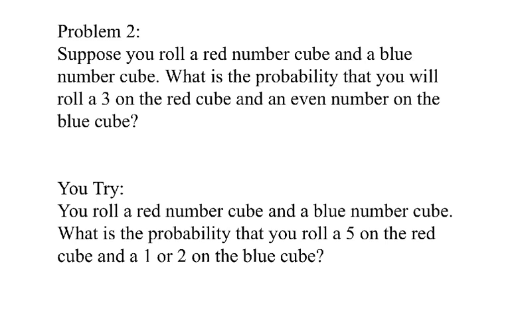So let's look at problem 2. Suppose you roll a red number cube and a blue number cube. What is the probability that you will roll a 3 on the red cube and an even on the blue cube? So we have to think, are these events independent? These two events are independent because rolling one cube does not affect the outcome of rolling another cube.